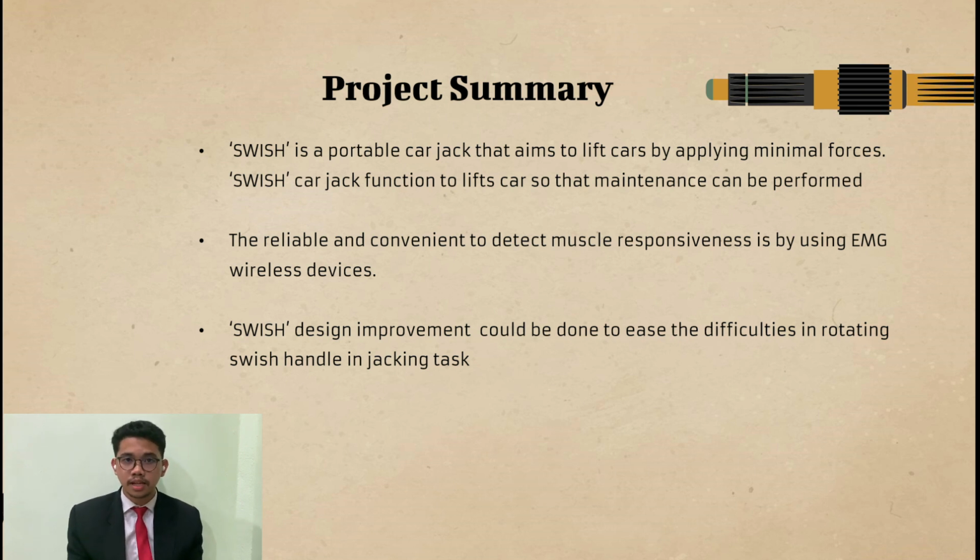The most reliable and convenient way to detect muscle responsiveness is by using a wireless EMG device. Surface electromyogram is used to detect our muscle responsiveness during activity or even at relaxation. The analyzed EMG data will reflect muscle activation strength. From the percentage of muscle activation, physical improvement of the SWISH design could be made to ease the difficulties in rotating SWISH handling in the jacking task.